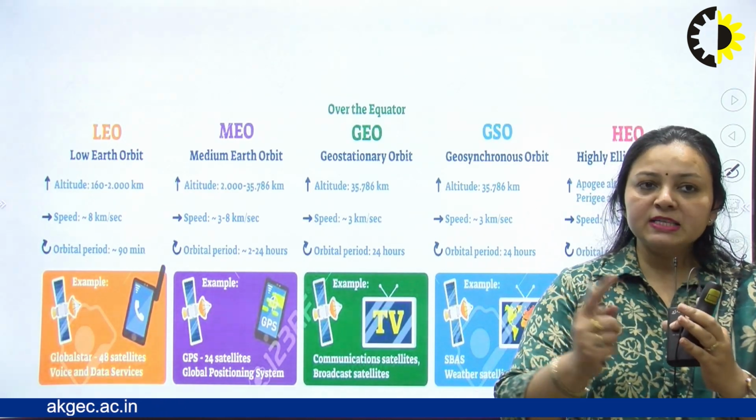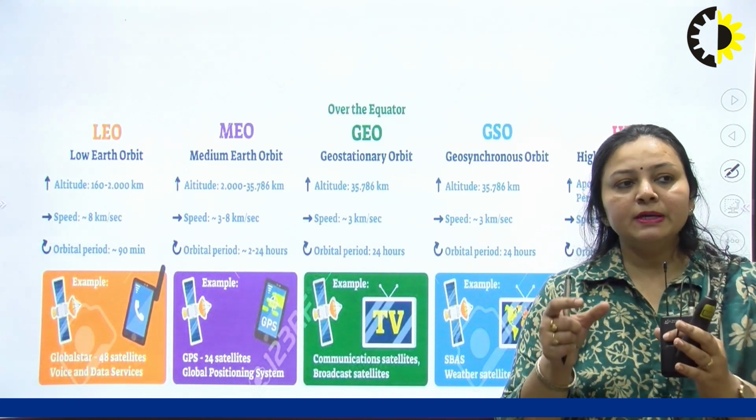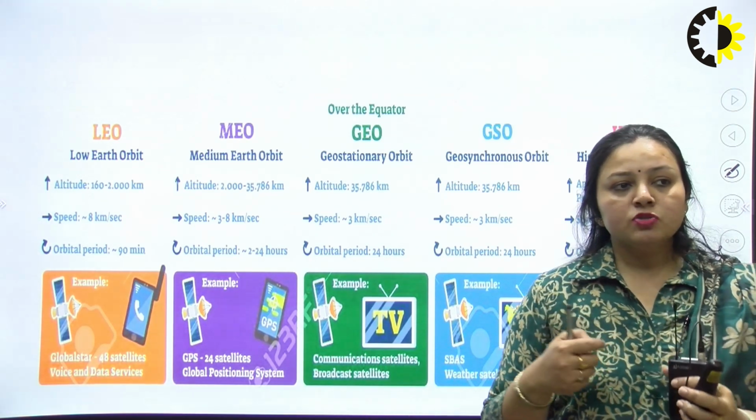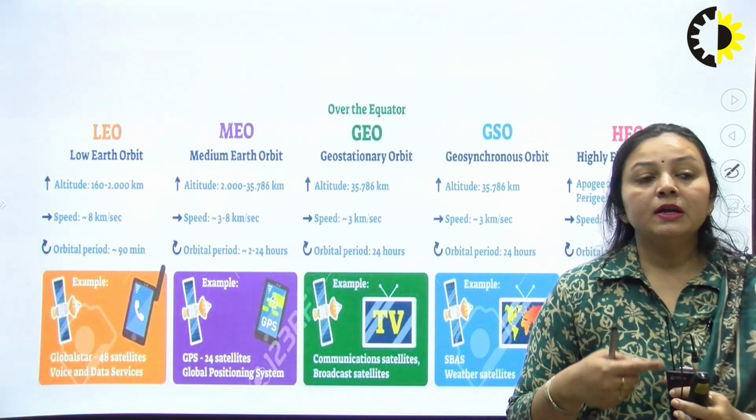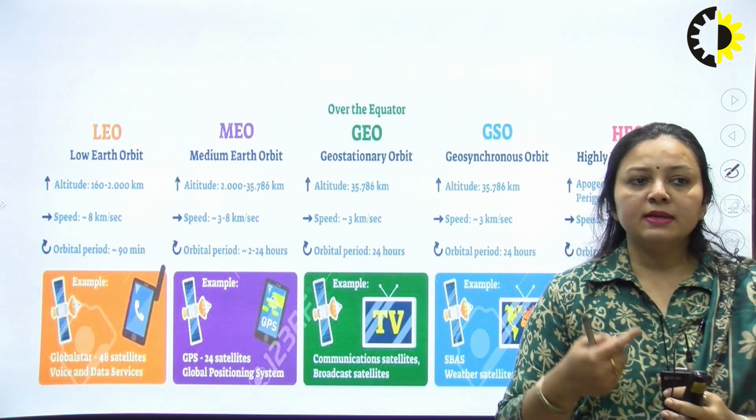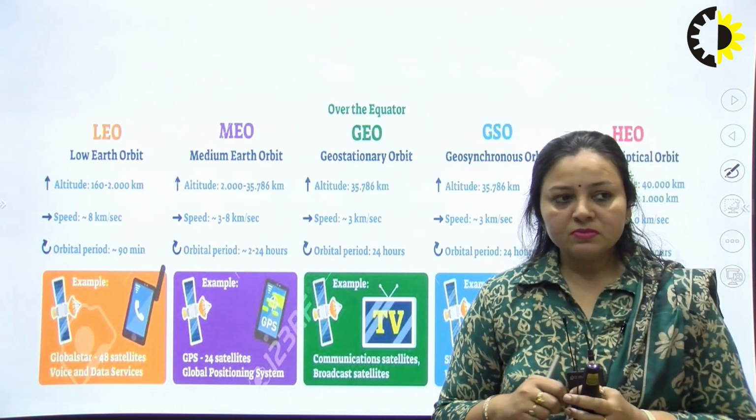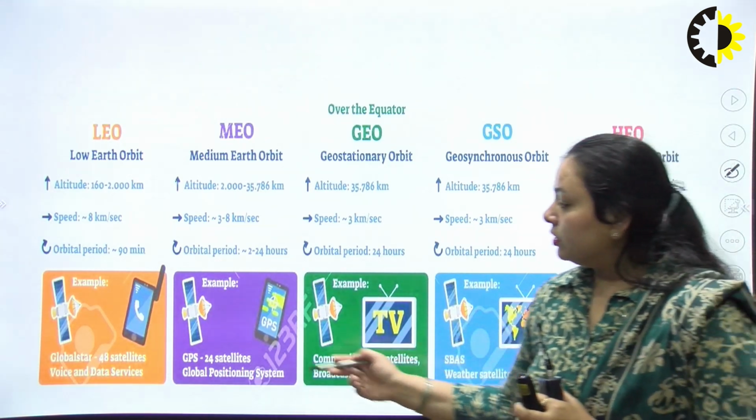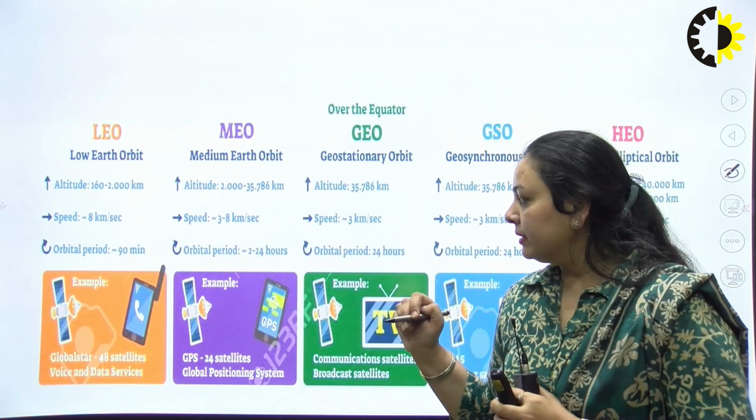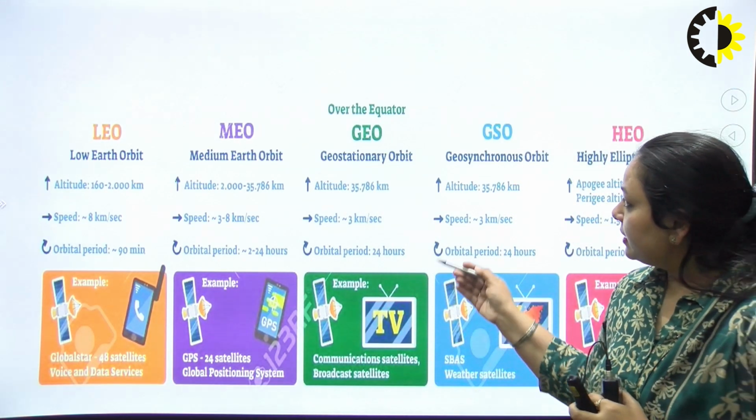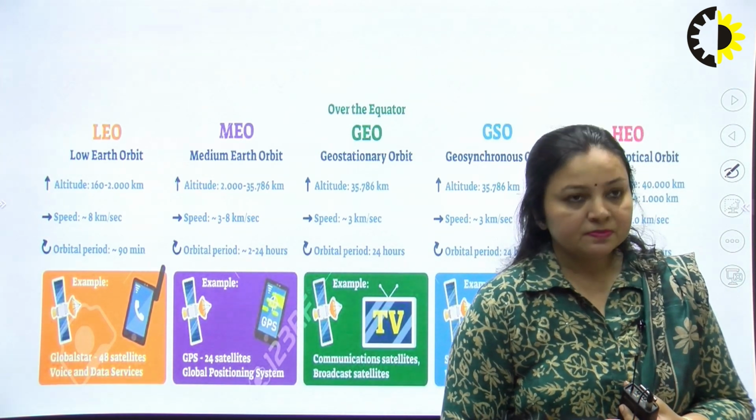If the satellite speed is varying, the duration for which my satellite is visible, that visibility period, is also varying. So, in case of low Earth orbit, we have an orbital period of around 90 minutes. For medium Earth orbit, it varies from 2 to 12 hours. Then for geostationary or geosynchronous, the satellite is visible for 24 hours. Globalstar is an example of a low Earth orbit satellite. Then GPS can be an example for medium Earth orbit satellites. Then for geostationary or geosynchronous, we can have broadcasting or communication satellites.